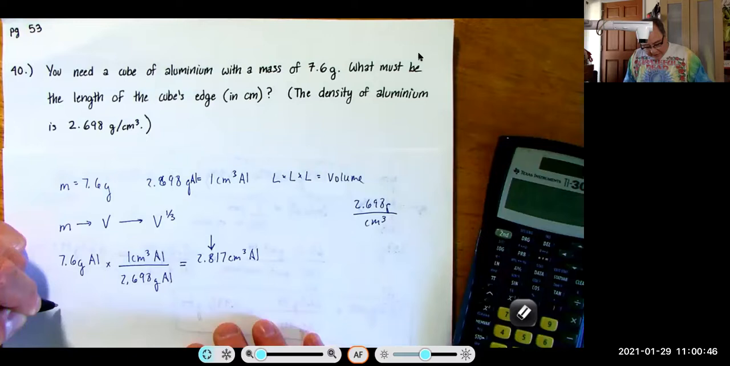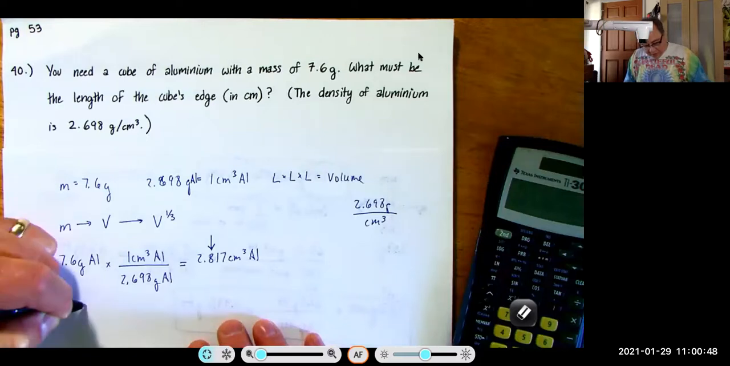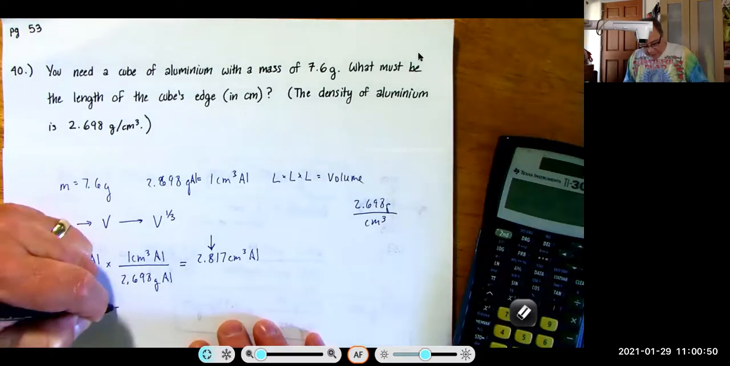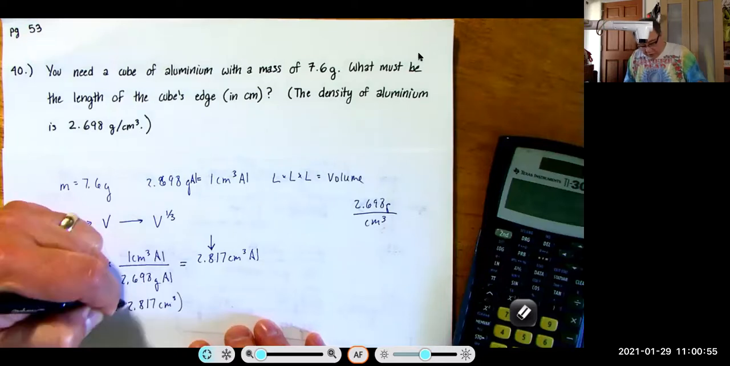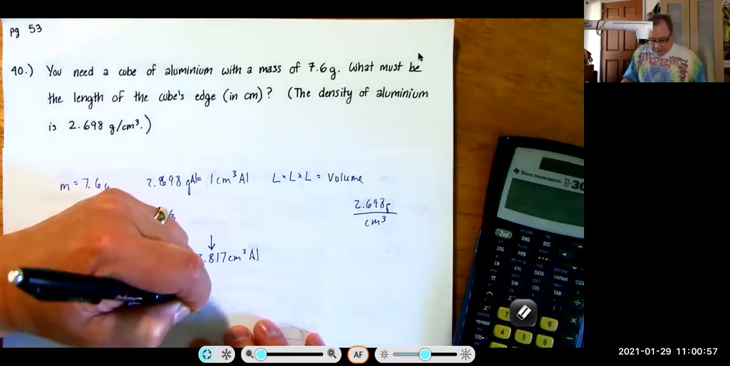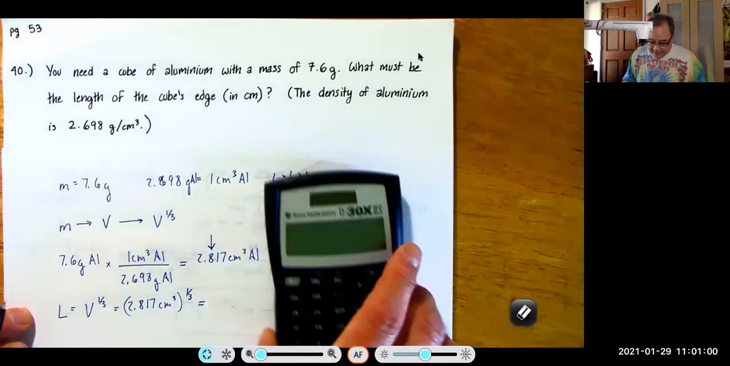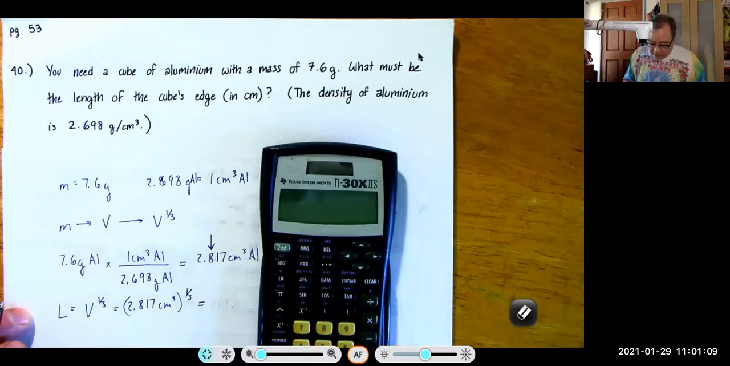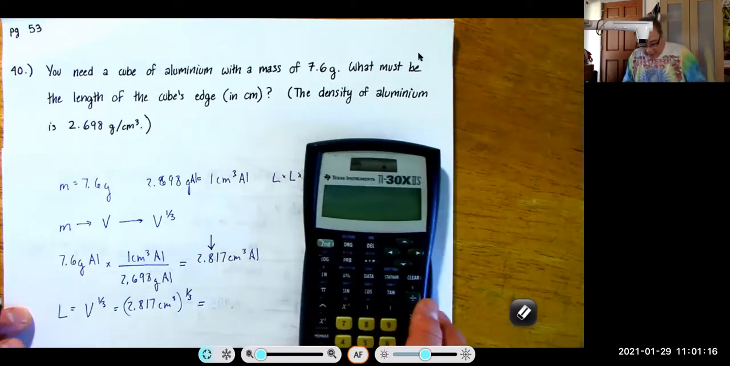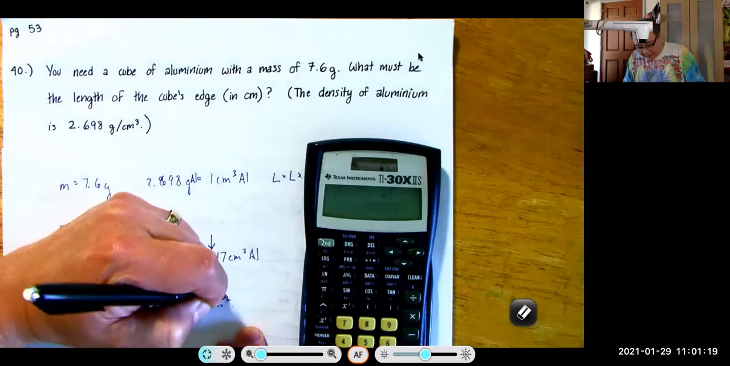So the length is going to be the volume raised to the 1/3 power. So that's going to be 2.817 centimeters cubed to the 1/3 power. So to do that, I'm going to take my answer here and raise it to the 1/3 power. So let me see if I can do this. 1/3, I'm going to put in parentheses, 1 divided by 3. And I get 1.4 centimeters.